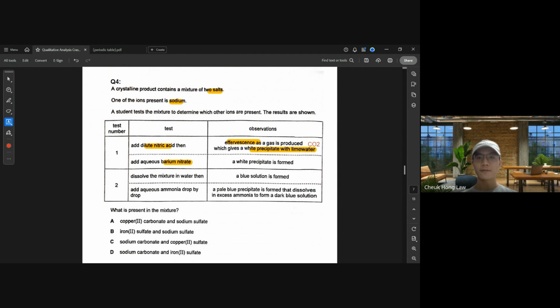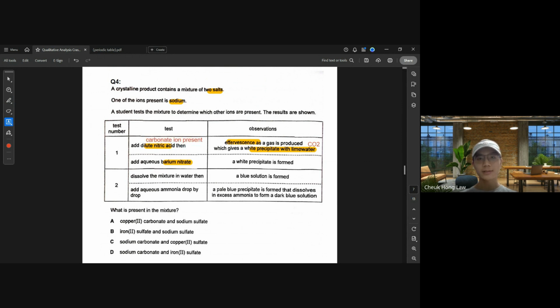So this test is actually for carbonate, because when you add acids to carbonate ions, you will form carbon dioxide gas. So this shows that carbonate ion is present.